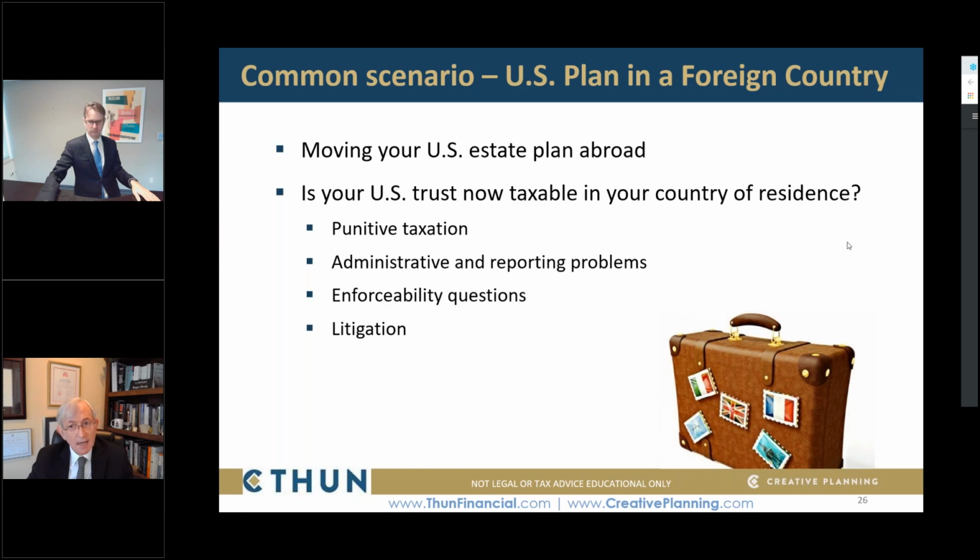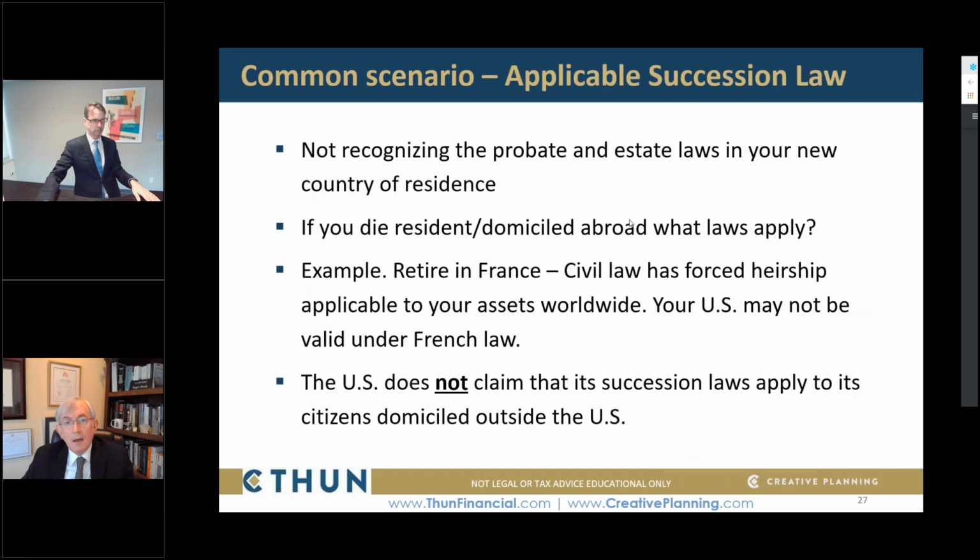So again, you've really got to think about how your foreign country is going to treat this US trust that you're bringing with you. And that brings us again to the topic of applicable succession law. I think the main problem here is people don't recognize that the probate and succession laws in their new country of residence are highly likely to apply if they die resident or domiciled in that country.